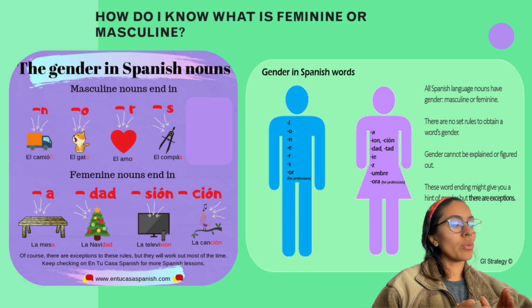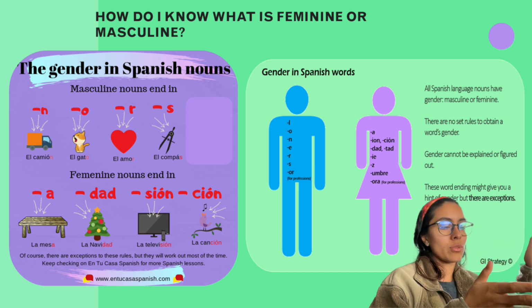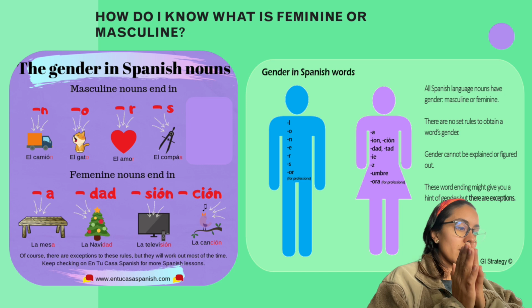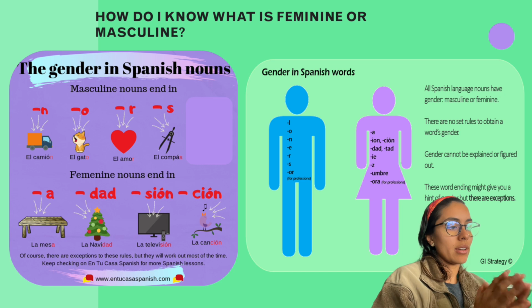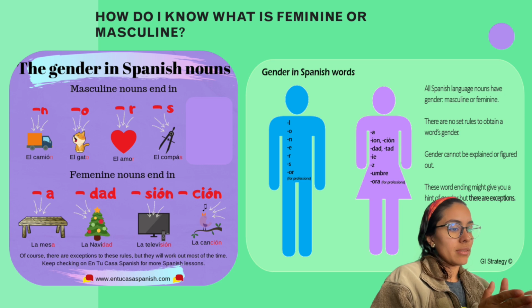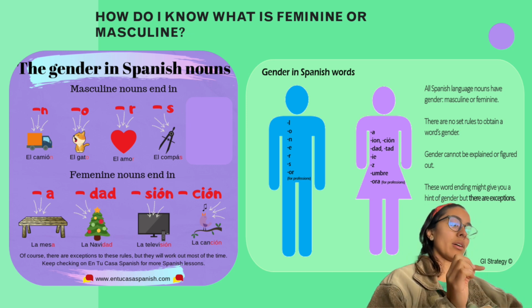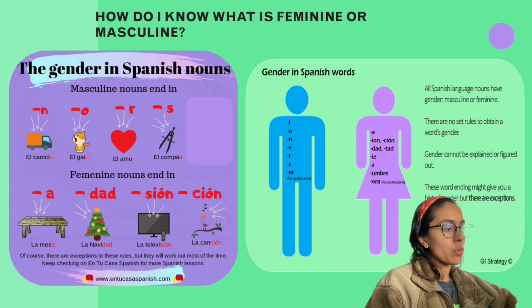Masculines tend to finish in these letters, and those are just some rules that I wanted to show you so that it could be helpful. And then we have the feminine, which, as mentioned before, the A is for sure feminine. Dad is another one. Sion is another one. And then cion is another one. So in the first place, we have mesa, which is a table.